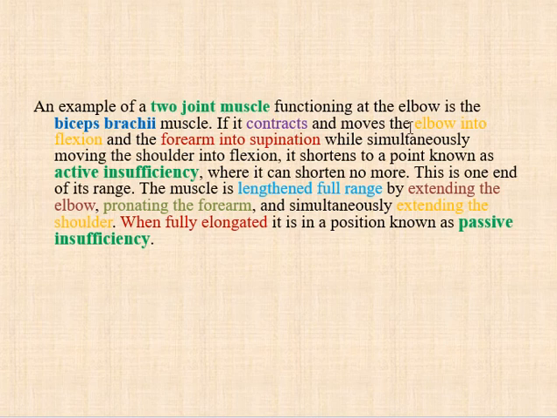An example of two joint muscle function at the elbow is the biceps brachii muscle. If it contracts and moves the elbow into flexion and forearm into supination while simultaneously moving the shoulder into flexion, it shortens to a point known as active insufficiency, where it can shorten no more. This is one end of its range. The muscle is lengthened full range by extending the elbow, pronating the forearm, and simultaneously extending the shoulder. When fully elongated, it is in a position known as passive insufficiency.